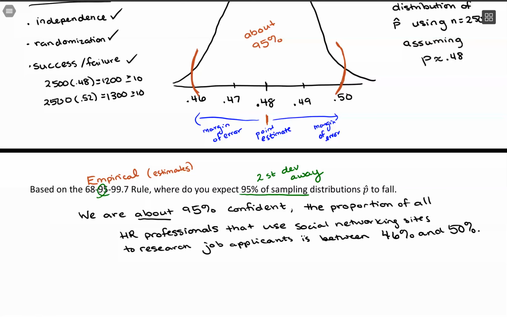So what we end up with here is a sentence that talks about our confidence level. How sure are we about what we're stating here? And then we're making a sentence about the proportion for our population. So this wording here about the proportion of all HR professionals is in terms of our population proportion. And then we have a range of values, or an interval, with the lower bound and upper bound.